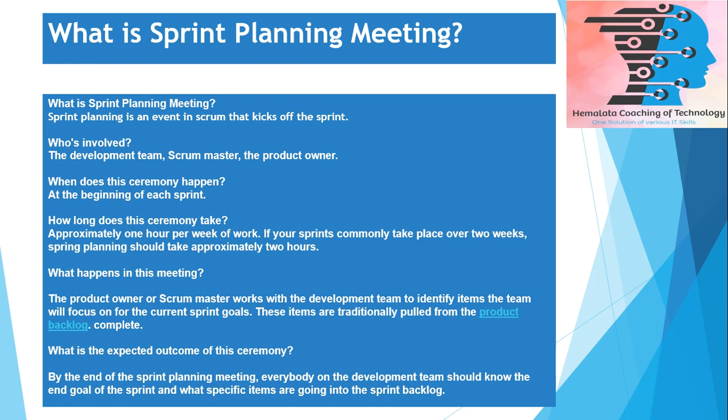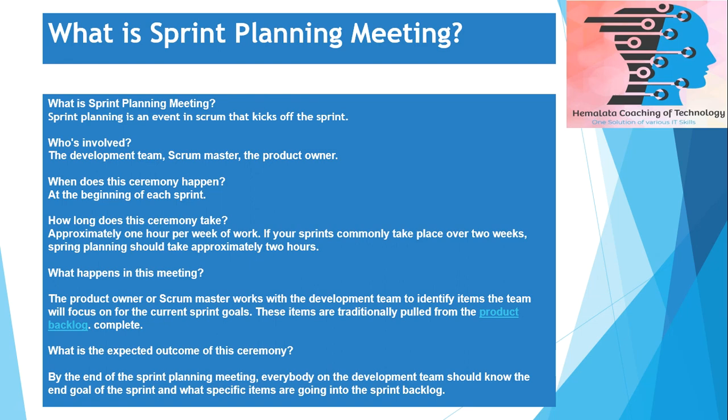So who is involved in the sprint planning meeting? Your entire scrum team. When I say entire scrum team, I mean the scrum master, the product owner, and the development team. So who is part of this development team? The developers, testers, architects, and the business analyst.